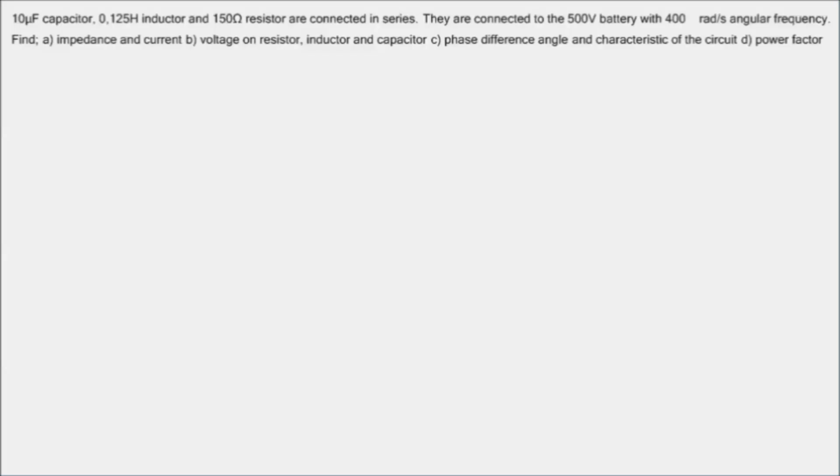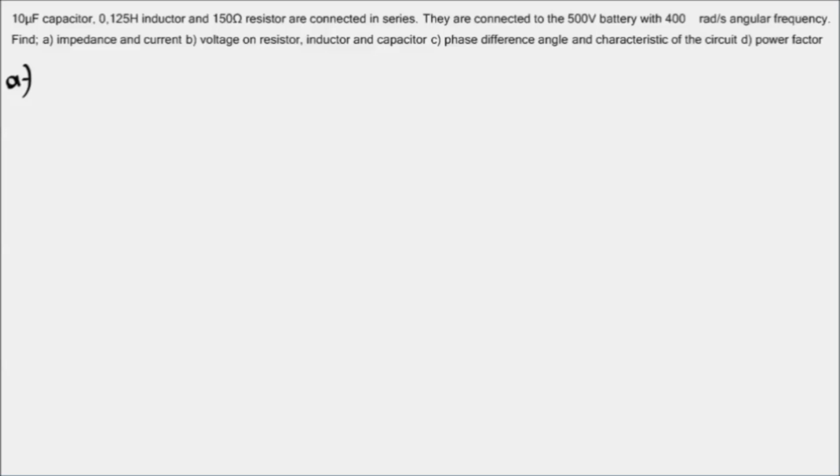Hello, welcome everyone. A 10 microfarad capacitor, a 0.125 Henry inductor, and a 150 ohm resistor are in series. They are connected to a 500 volt battery, with 400 radian/second angular frequency. A: calculate impedance and current.